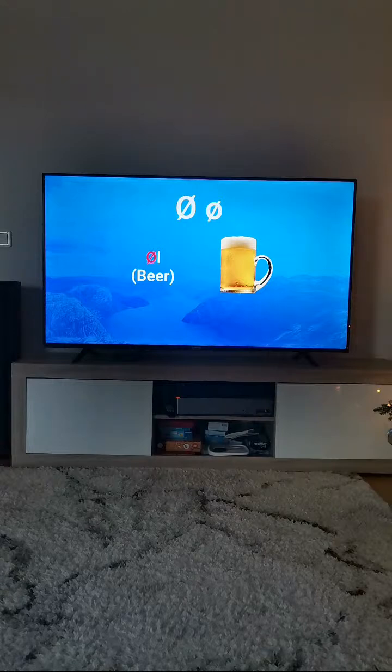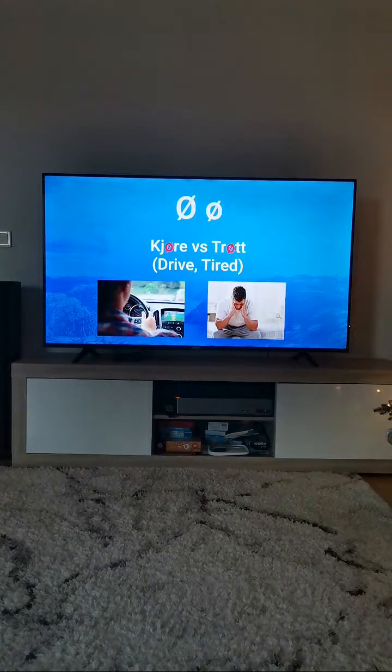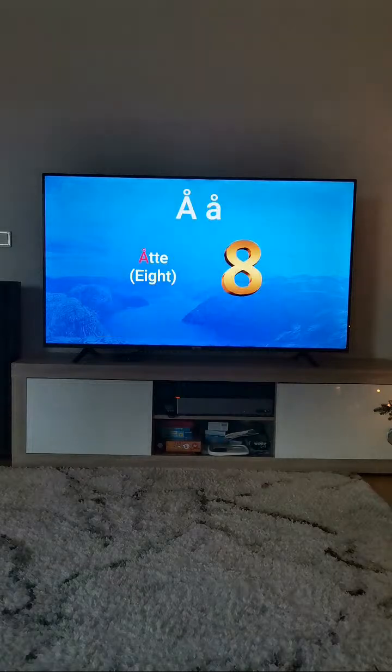Øl. So, as you can tell, the double consonant rule does not apply to this word. I'm not sure why, but it just doesn't. It actually sounds like it's supposed to have 2 L's. But an example of a long versus a short Ø is kjøre. Trett.